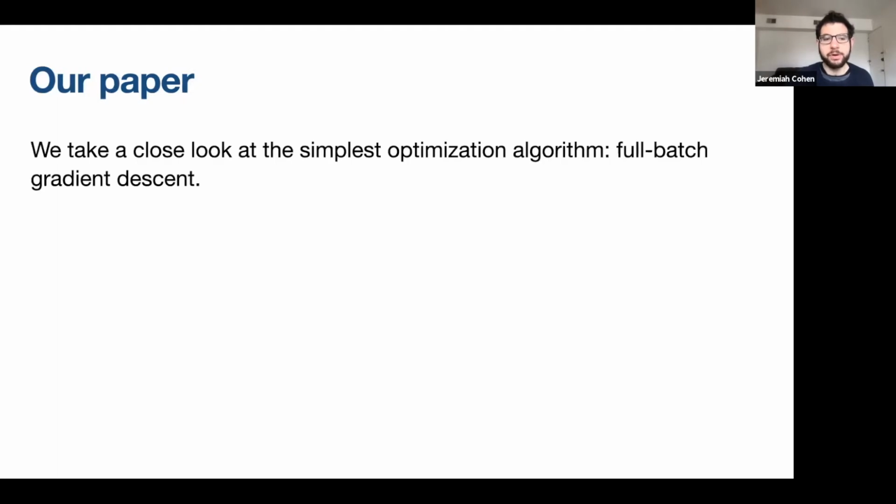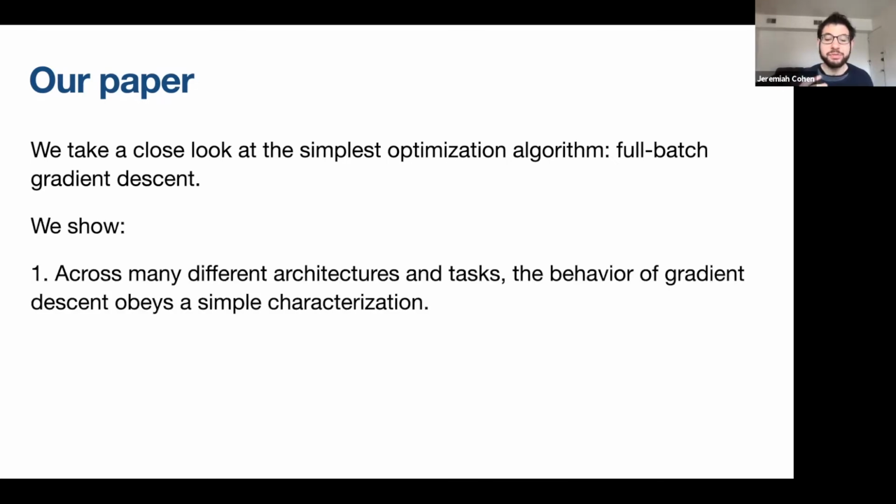So what we do in this paper is we take a close look at what I would argue is the simplest optimization algorithm, which is full batch gradient descent. And we show two things. First, we show that across many different architectures and tasks, the behavior of gradient descent seems to obey a very simple characterization. And second, it's not what you think. What I mean is that this characterization is somewhat at odds with some conventional wisdom in optimization regarding how gradient descent is supposed to function.